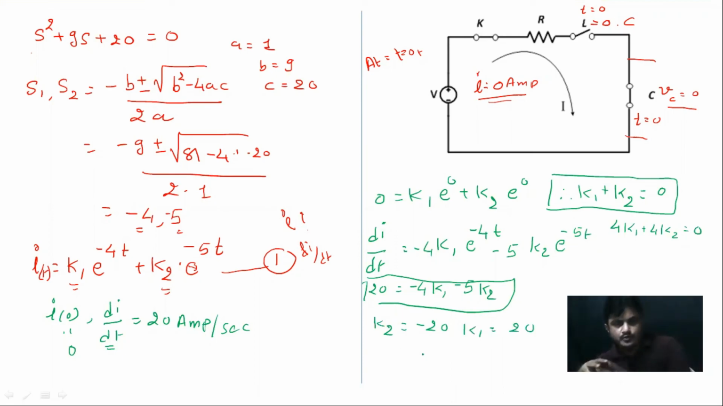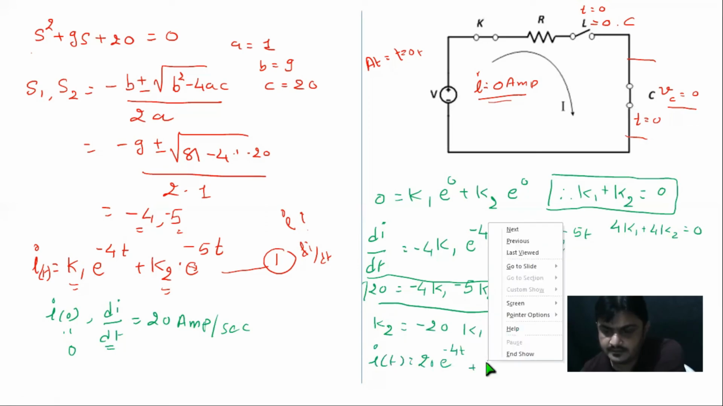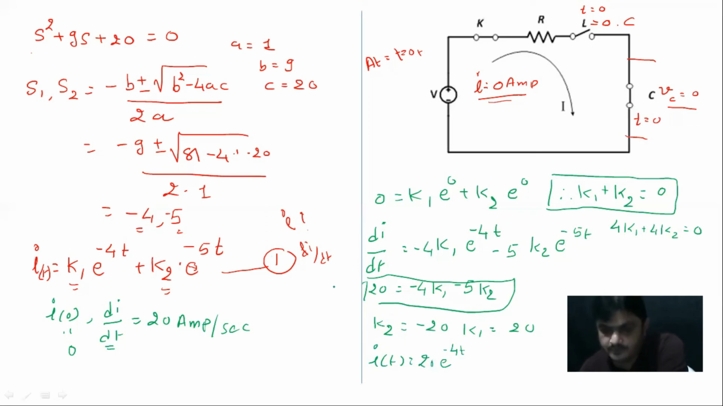Now you have used the two initial conditions and can get the two constants: k1 is 20, and k2 is minus 20. You put these in the equation, so your final particular solution is I of t equal to 20 e raised to minus 4t minus 20 into e raised to minus 5t. So this is your final expression.